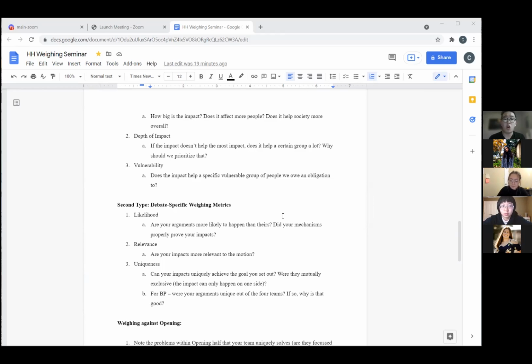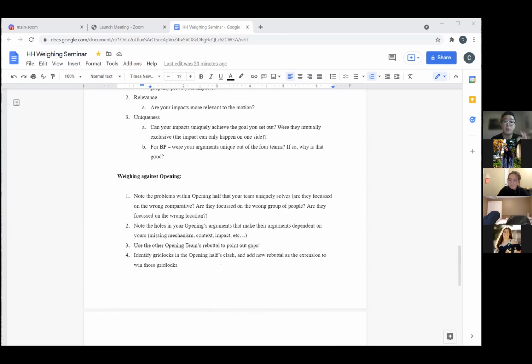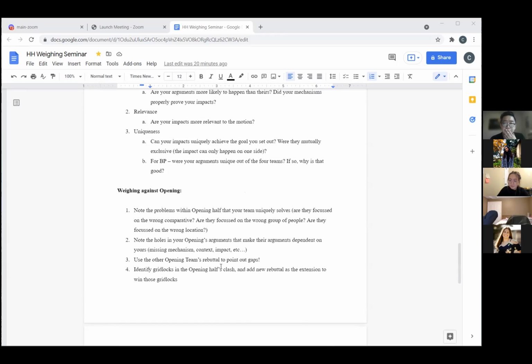For BP, were your arguments unique out of the 4 teams? If so, why is that good? That's also something to consider. And that's exactly what I'm gonna get into now, talking a lot about weighing against your opening. I think there's 4 main ways that people can oftentimes weigh against their opening.